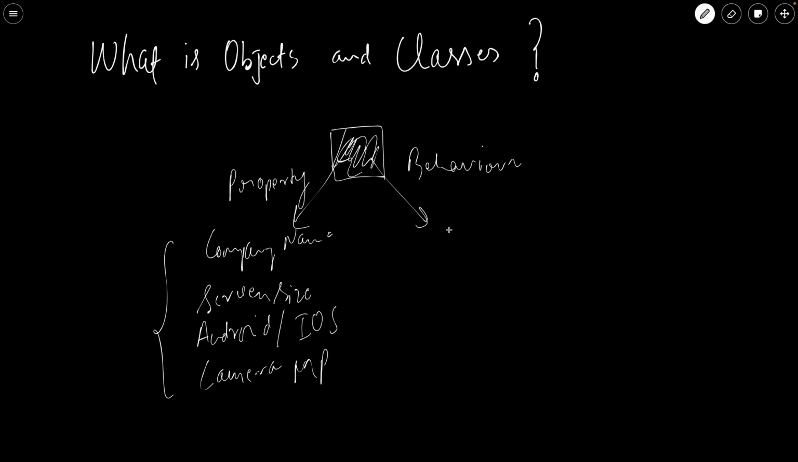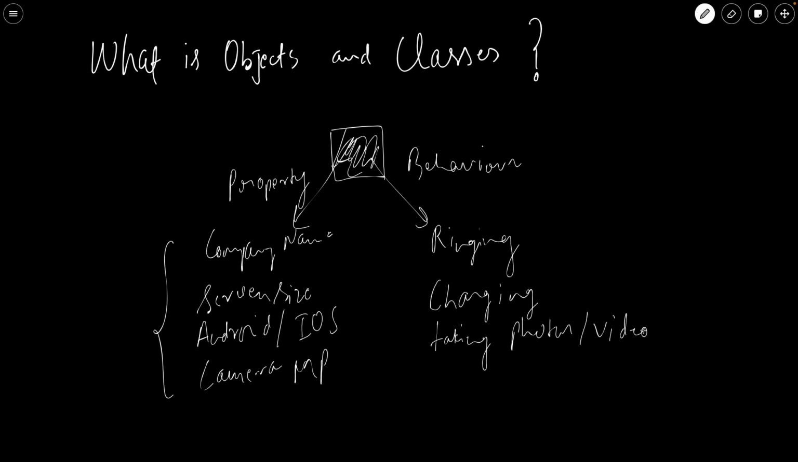And what is the behavior of the phone? The behavior could be ringing. Ringing could be a behavior of a phone. Let's say if you receive someone's call, the phone starts to ring. So this is a behavior. Another behavior is charging. The phone can charge. If it is charging, then yes, this is a behavior. And then taking pictures or videos. Taking photos and videos could be a behavior of a mobile phone.